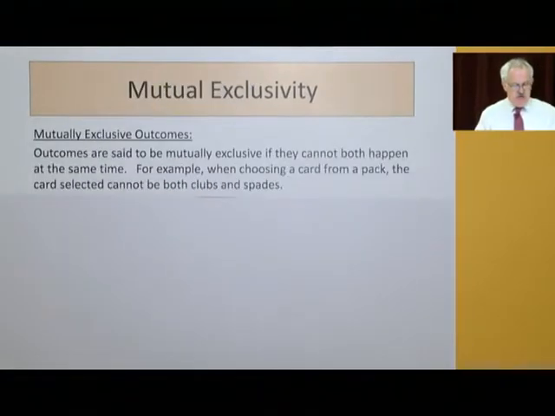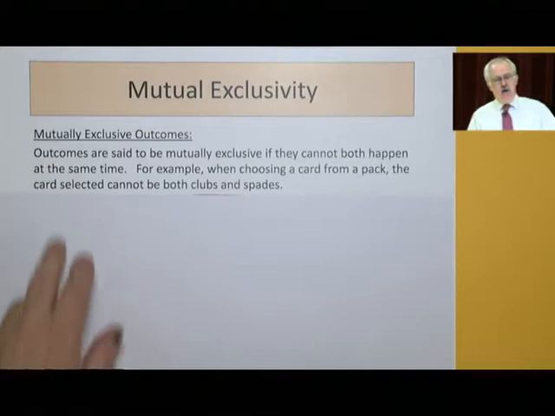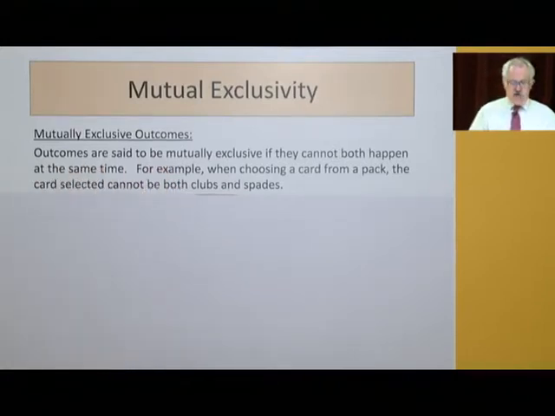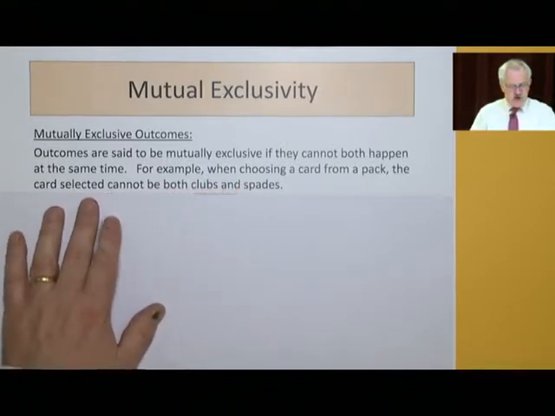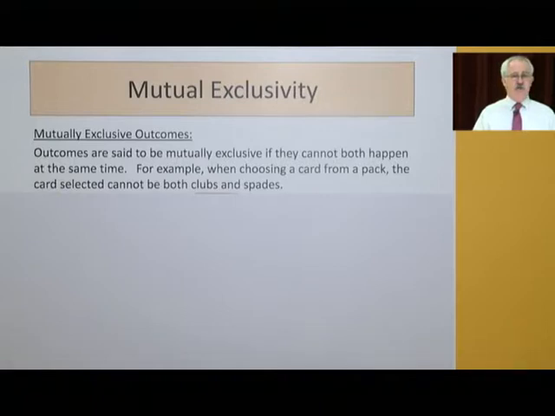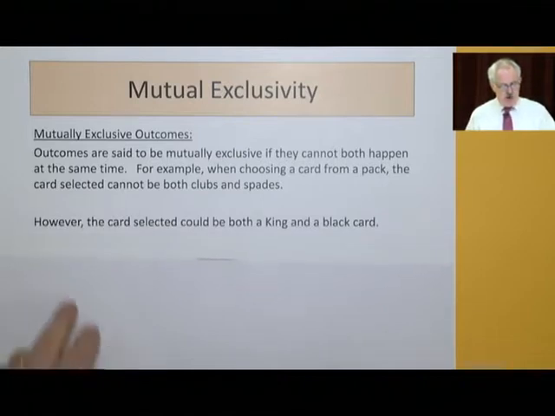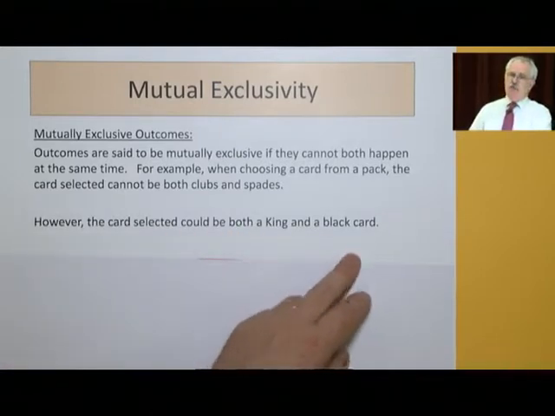Another technical term they use is mutually exclusive outcomes. Outcomes are said to be mutually exclusive if they can't both happen at the same time. For example, when choosing a card from a pack, the card selected can't be both clubs and spades. It's a club, so it can't be spades. It could be a club and a 5, but it can't be a heart and a diamond. However, the card selected could be both a king and a black card.